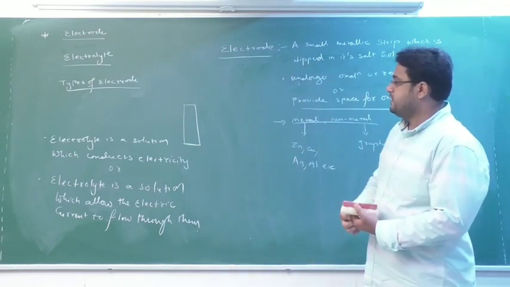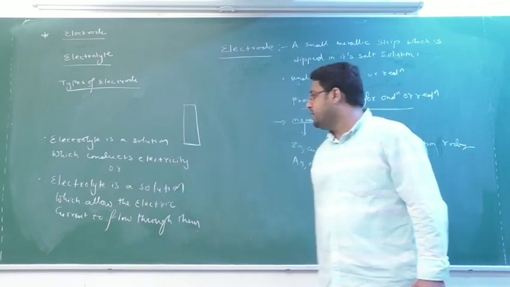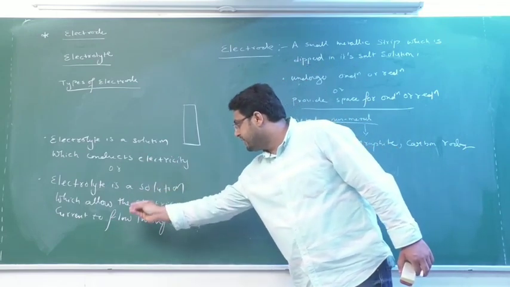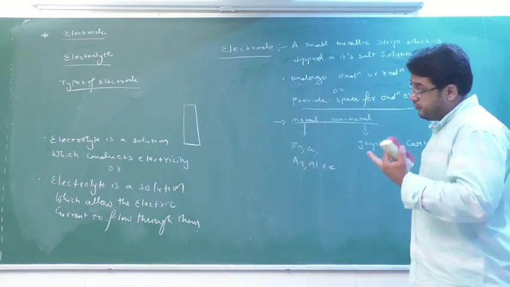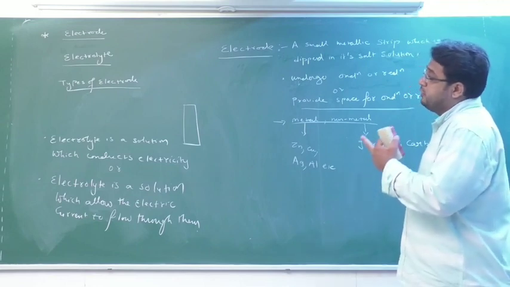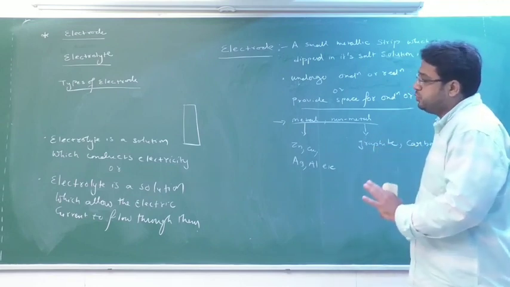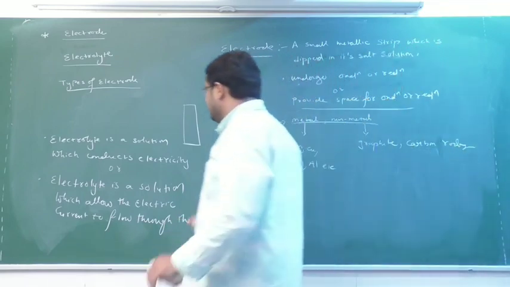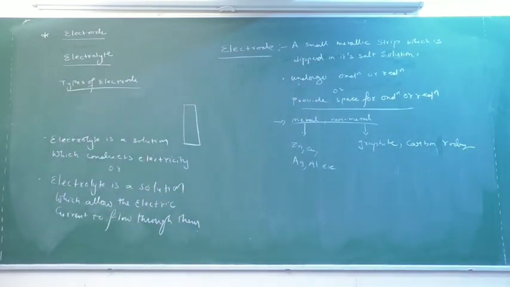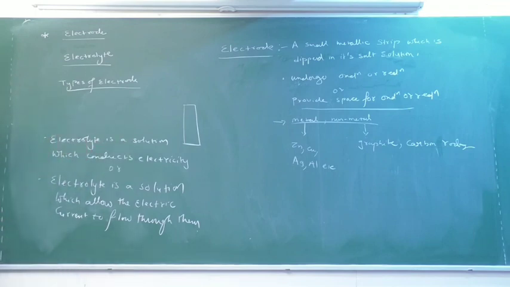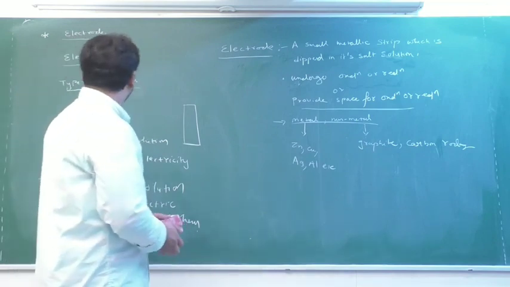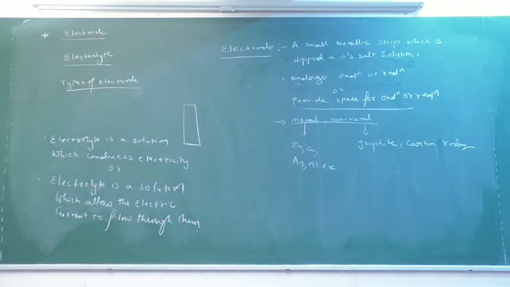So, clear this part? Electrolyte is a solution which conducts electricity, or allows the electric current to flow through them. Example, you can write down salt solution. One thing more: an electrolyte is usually made of ionic substances. We have studied this in equilibrium, and we are not going deep. Just remember, an electrolyte is a solution which conducts electricity, or allows electric current to flow through them. Clear? Okay, next topic is types of electrode. You can copy it out or pause and take a screenshot.